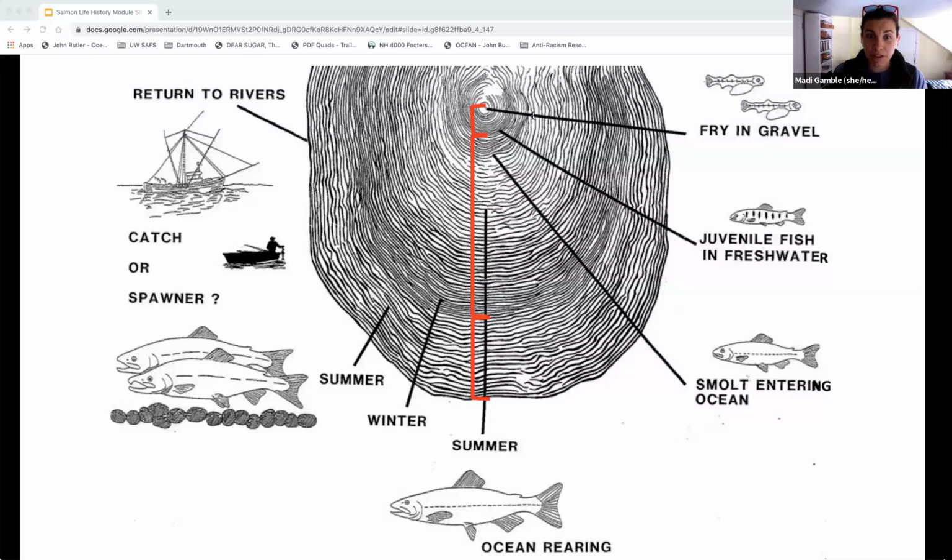The third bracket encompasses the third year of the fish's life, still in the ocean, starting at the end of the winter and ending when the fish was caught and the scale was sampled. So growth is really important in life history decisions, like when to leave freshwater and when to return to freshwater to reproduce. And that is because both of these decisions are related to when the fish reaches a certain size threshold. And growth is also related to temperature. So climate change might have a big impact on a fish's life history decisions. And that's a topic we'll come back to at the end of this lesson.